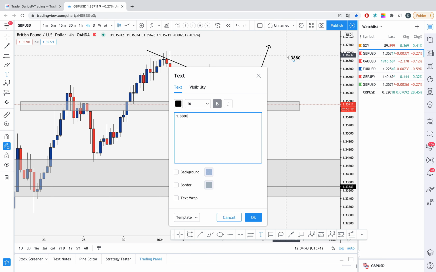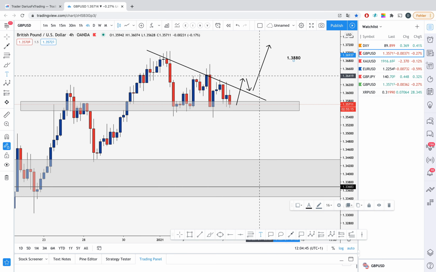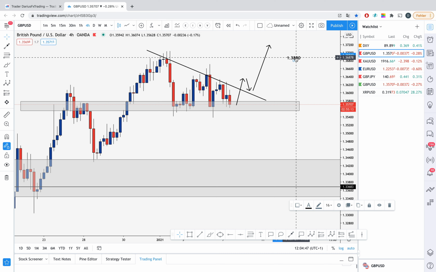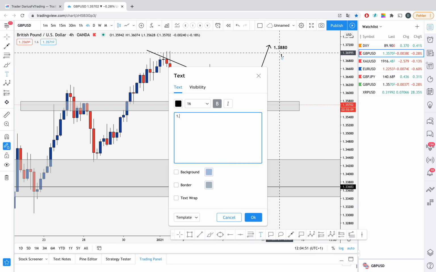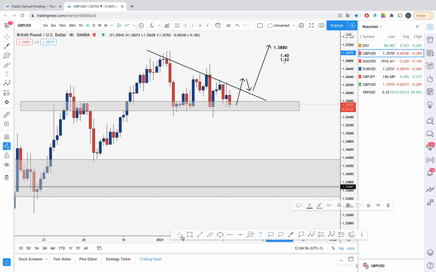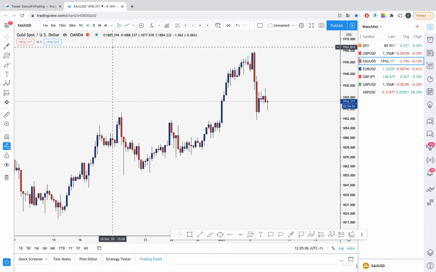1.3880, something like this is what I do expect on GBPUSD, that we're going to go up higher, and the next targets are going to be then 1.40 and 1.42. So those 3 targets I have marked for me to take my profit on GBPUSD. That's it, guys. That's the idea on GBPUSD. Let's go down for gold.